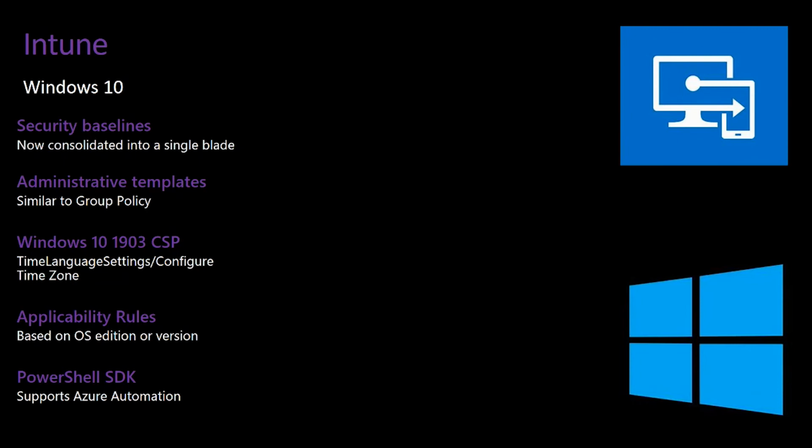One at the moment that's currently available and not within the UI is the ability to set the time zone, which we'll show you shortly. Applicability rules, new feature. This is the ability to set properties on a configuration profile so that the profile will only apply to a specific edition or version of Windows 10.